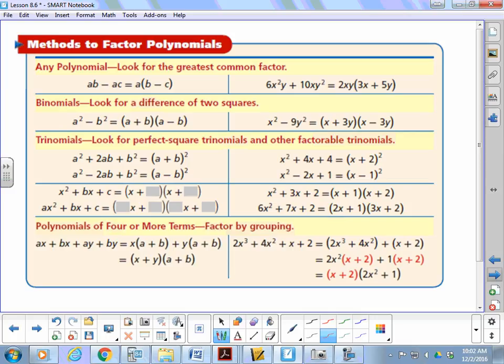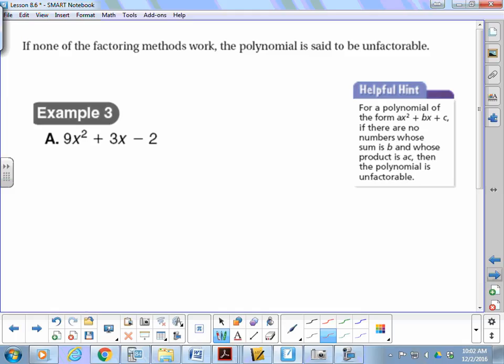If it's just x squared, then we have x plus some number and x minus some number, maybe. If it's ax squared, then you've got to use your alternate method or the box method. And anytime there's 4 or more terms, we want to look to factor by grouping. So we'll use those methods. If none of the factoring methods work, then it's just unfactorable. And sometimes that happens.